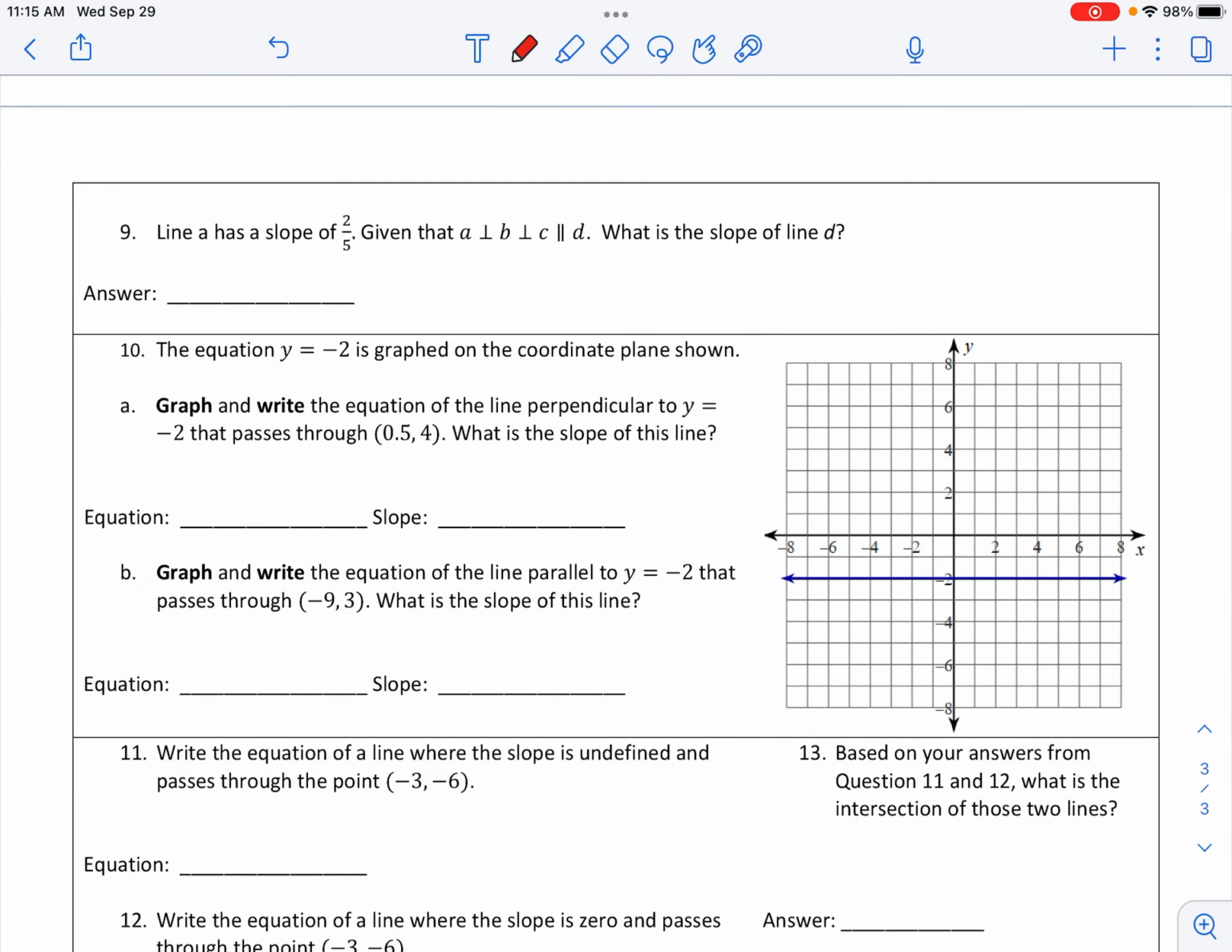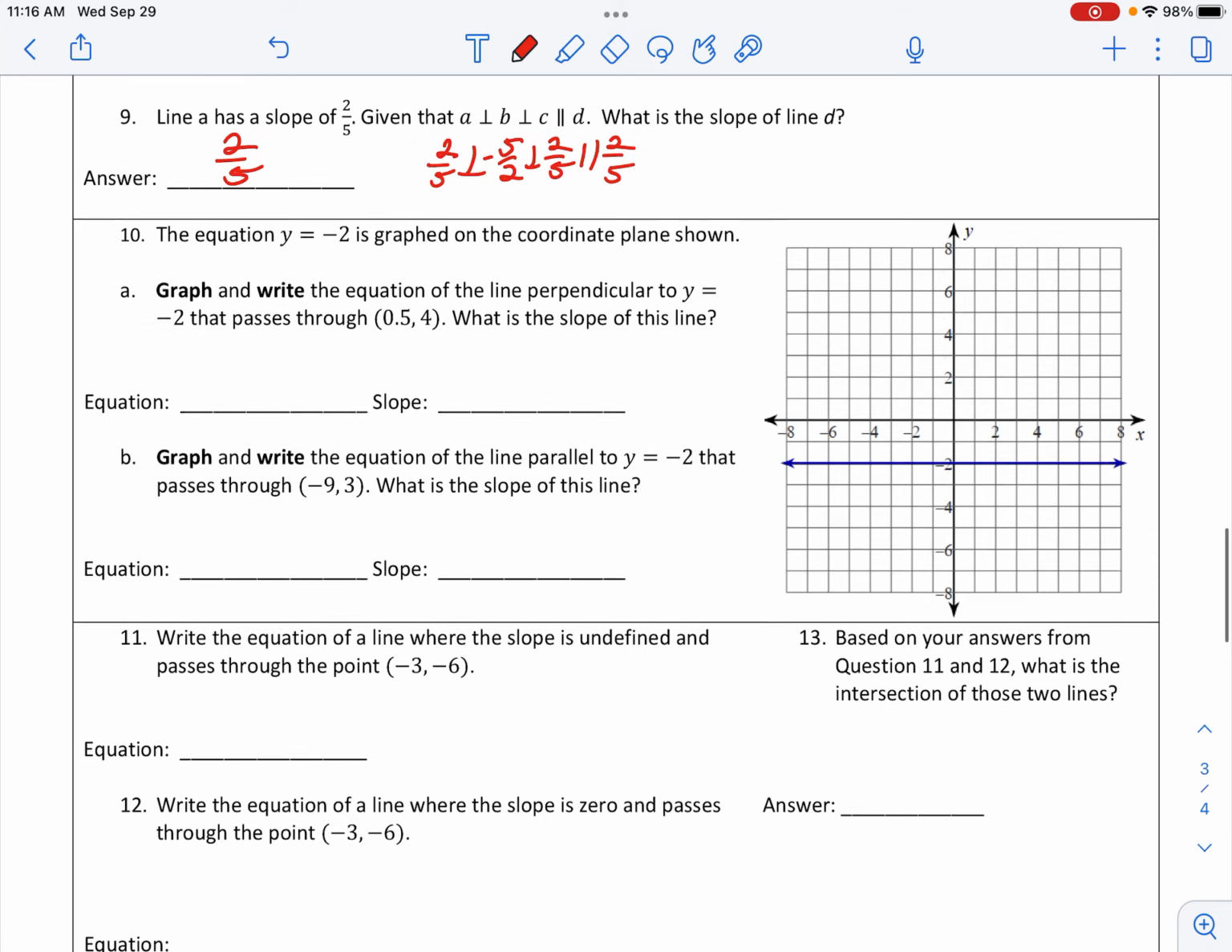Okay. Number 9, keeping in mind parallel and perpendiculars here. The slope of A is 2/5. A is perpendicular to B, so now we have opposite reciprocal. B is perpendicular to C, so we are back to another opposite reciprocal. And C and D are parallel, so that is the same. Okay, so perpendicular, parallel, and A started off the whole thing. Okay, so the line D has a slope of 2/5.